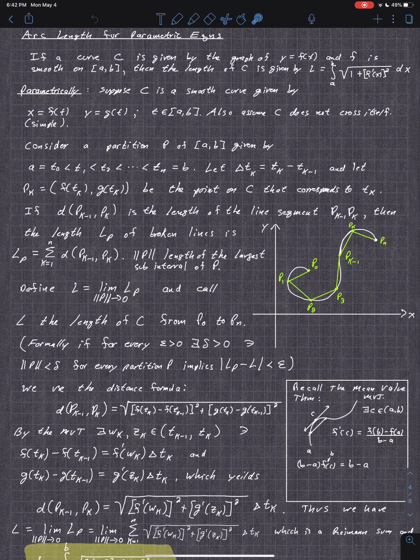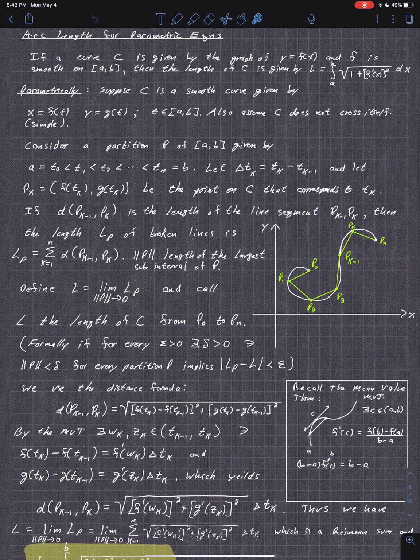Okay, so parametrically, let's suppose C is a smooth curve, and it's simple, it does not cross itself. It's stated out here somewhere. It's given by x equals f of t and y equals g of t for t between A and B. Also, I already said that, it does not cross itself, so it's a simple curve. Not closed necessarily, of course, but just simple.